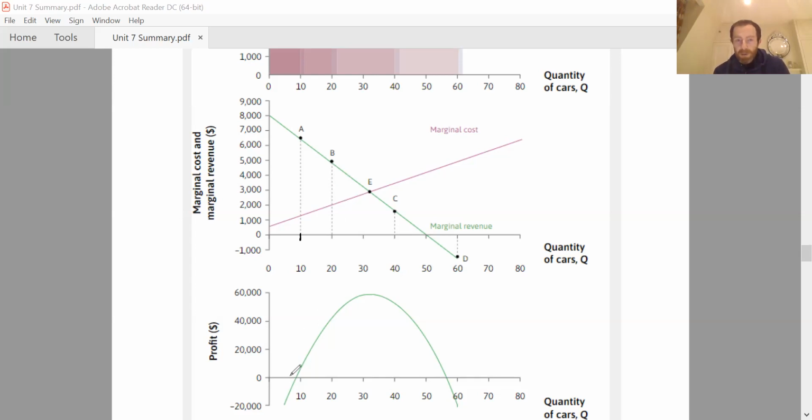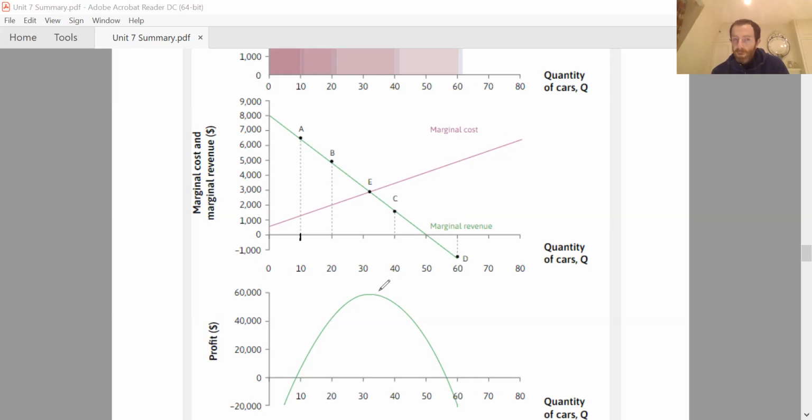And below here, you can see that we've plotted the profit that they can make at different quantities of output. And you can see at 10, we've got positive profit, but we can also see that the profit is increasing. And so while marginal revenue is bigger than marginal cost, profit is on the increase because marginal profit is positive. And when we get to point E, we see that that is the point where not only marginal revenue and marginal cost are the same, but the point where the total profit has reached its peak.